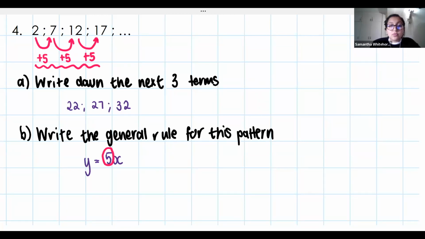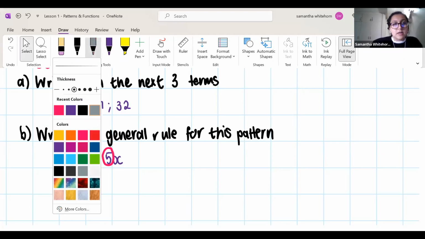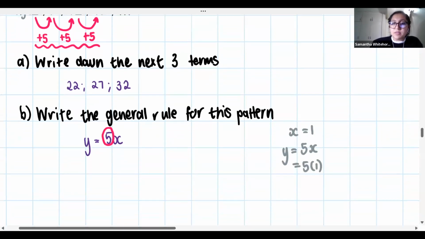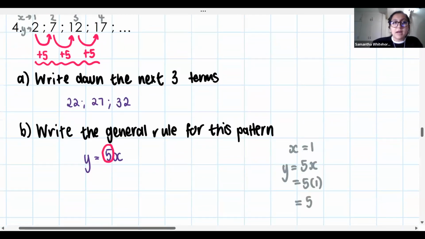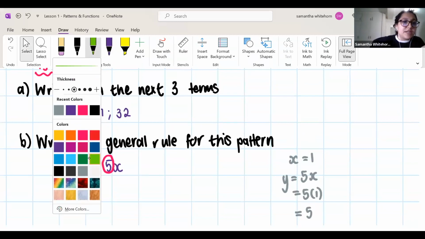But now I need to make sure my rule actually works. So this is where we double check whatever it is that we're currently doing. If I have a look at my pattern, remember this is the first term, second term, third term, fourth term, and those would be my input values. These are my output values. If I double check and say, okay, if x is equal to 1, and I use my rule that I currently have, 5x, 5 times 1 gives me 5. But that's not my output. My output, as we can clearly see in the list of numbers, is 2.